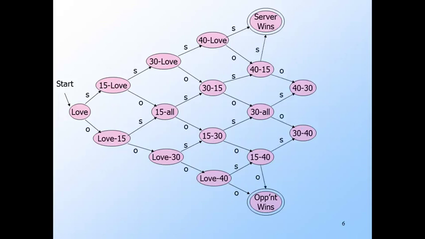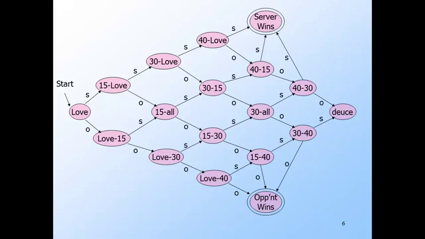From the 40-15 state, if the server wins the point, we go to the server 1 state. But if the opponent wins the point, we go to a new state called 40-30. A similar thing happens from 15-40, and from 30 all, we can go to either the 40-30 or the 30-40 state.